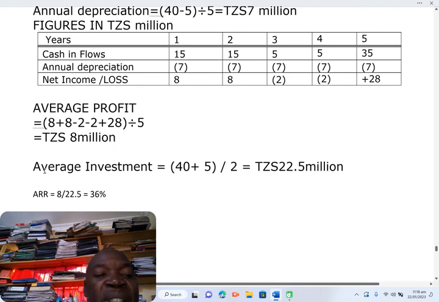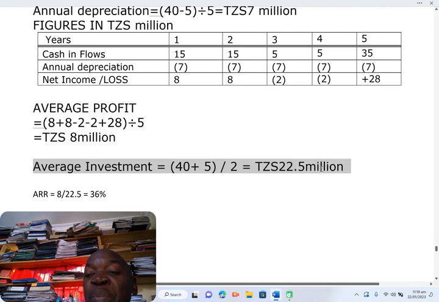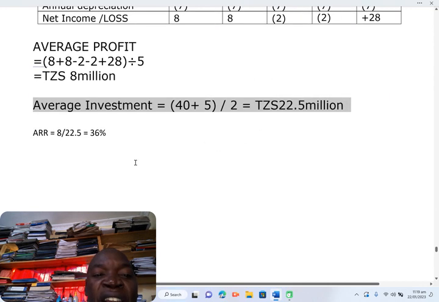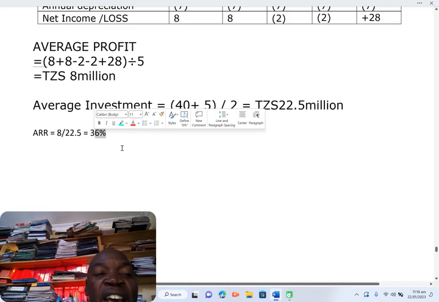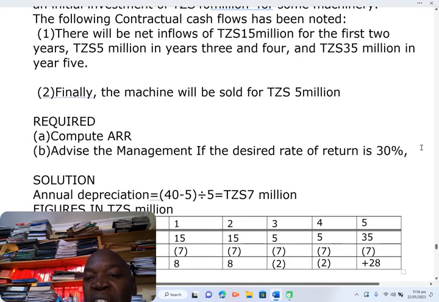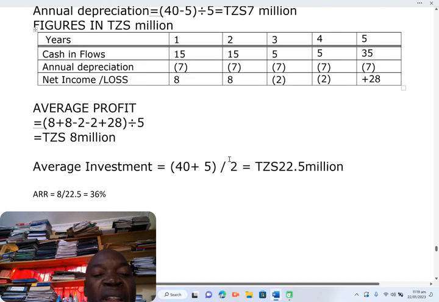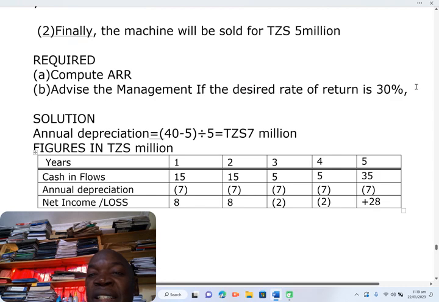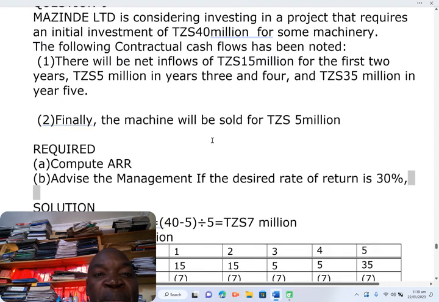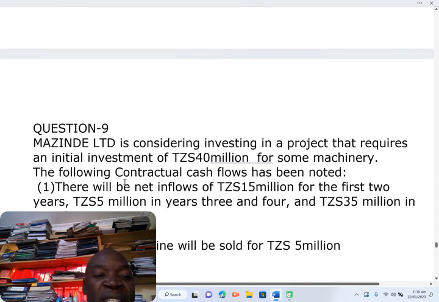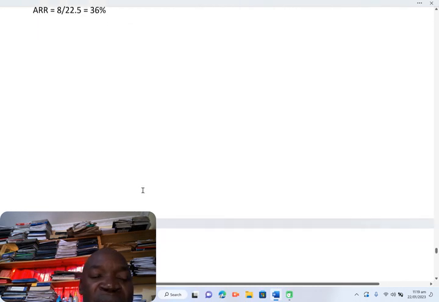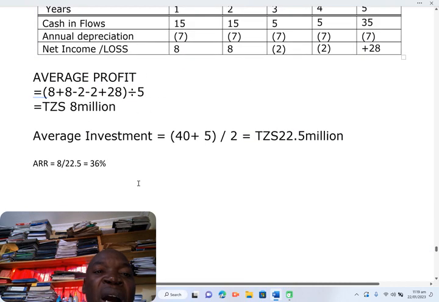The average investment is also computed as 40 plus 5 divided by 2, which is 22.5 million. The IRR is 36, and the desired rate is 30. Therefore, this 36 is higher than 30. So this investment is acceptable. Mazinde is advised to implement this project because the cash flows are as good as possible.